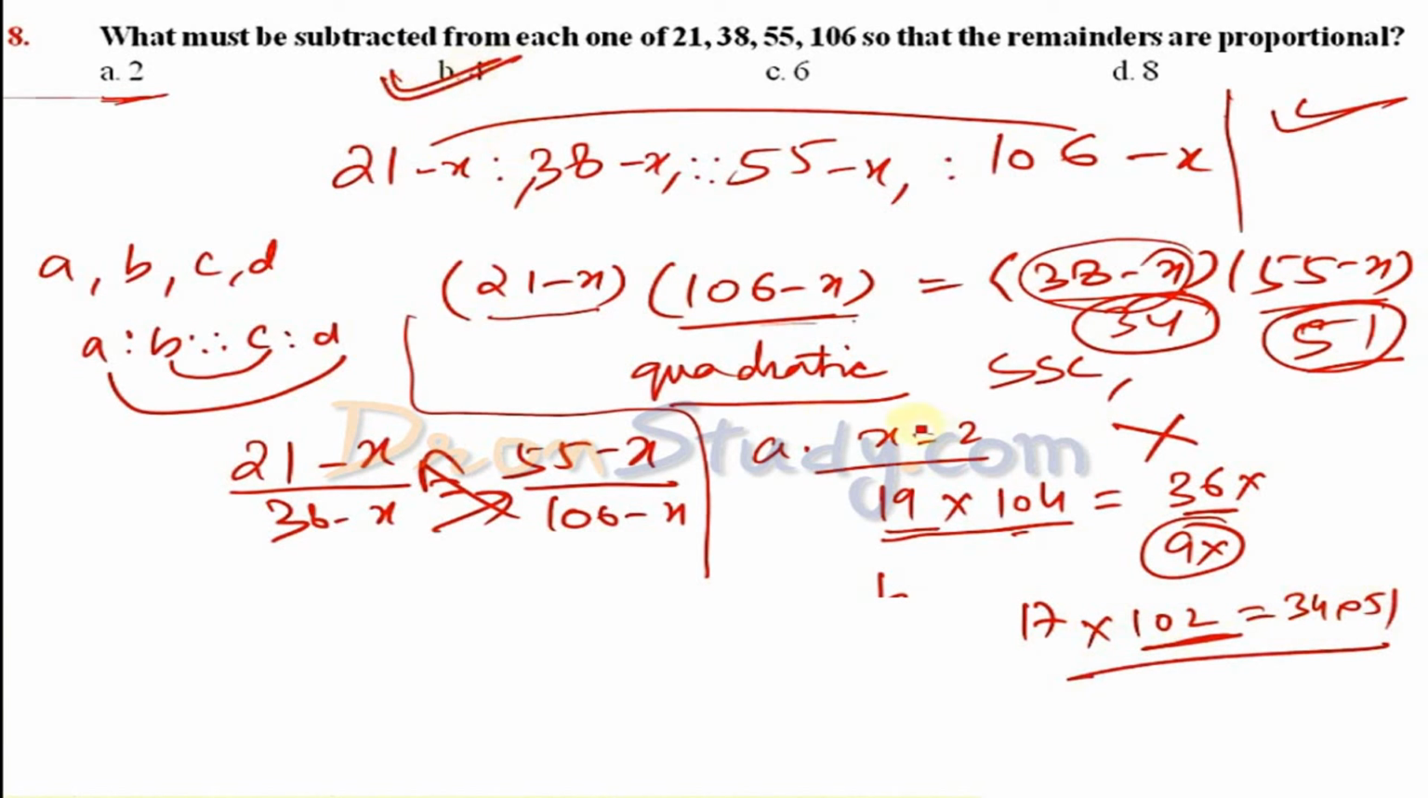Friends, did you get this point? My point is, for these types of questions, never try to solve this quadratic. Only try to put the options given in the question. So from this we get that B option is possible. Okay friends.